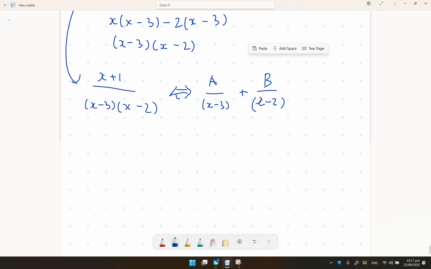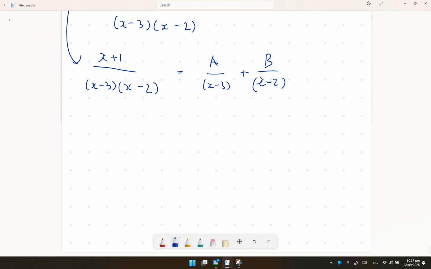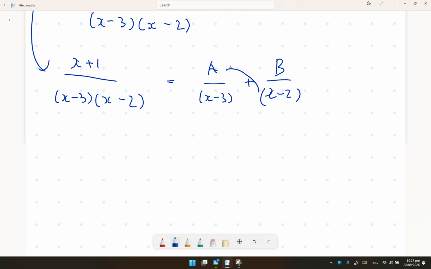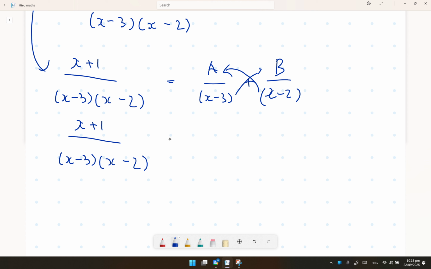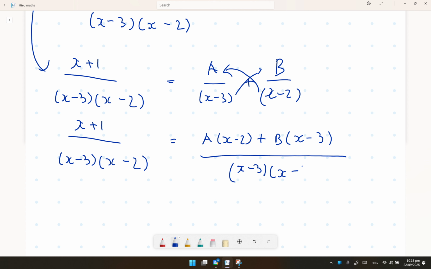And so how are we going to do this? Well, let's just state that both of them are equal. Now I want to multiply this up here and this up here and put them into the same fraction. So I'm going to rewrite the whole thing. We have this down here, and this is going to be equal to a multiplied by x minus 2 plus b multiplied by x minus 3, all over x minus 3 times x minus 2.